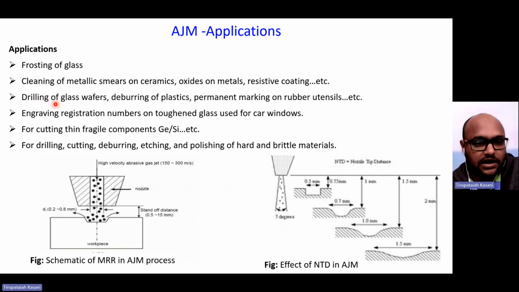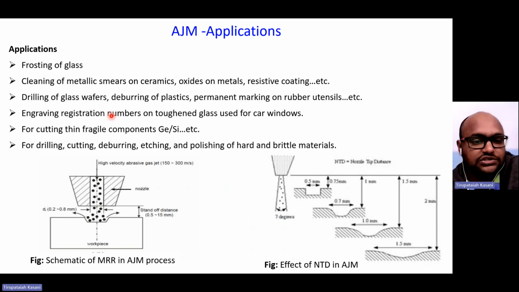Okay, here it is the drilling of glass wafers, wafers which have very little thickness, and deburring of plastics. After the machining of the plastics, some portions of the plastic will stick to the bulk material only. To remove those burrs, means deburring of the plastics, we can use this. And permanent marking on rubber utensils, for this also we are using abrasive jet machining. Engraving registration numbers on toughened glass used for car windows.